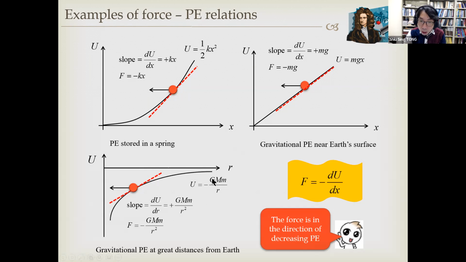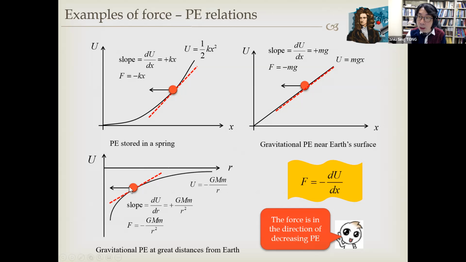Now, if the body is located at a very far point, very far away from the Earth, then the near-Earth surface approximation would not hold, and you have to resort back to the exact formula for the potential energy between two gravitational bodies, and that is minus GMm over r. And when you take the derivative and add the minus sign, you go back to Newton's law of universal gravitation.